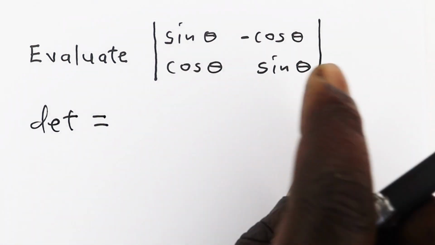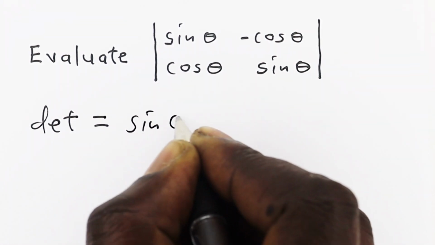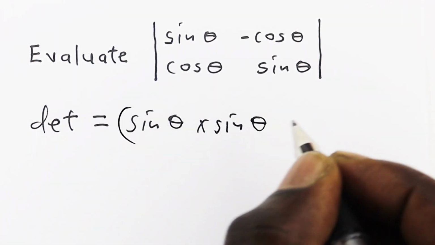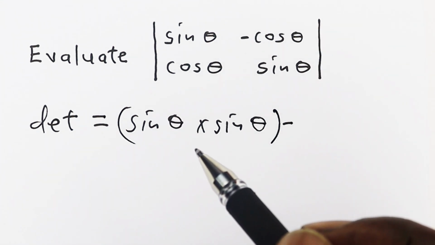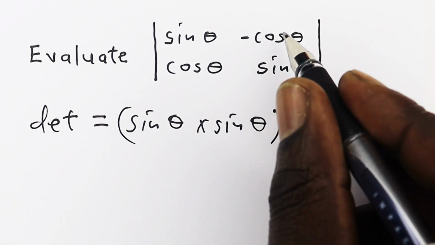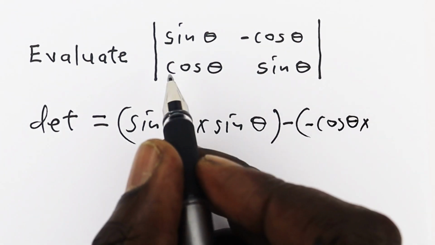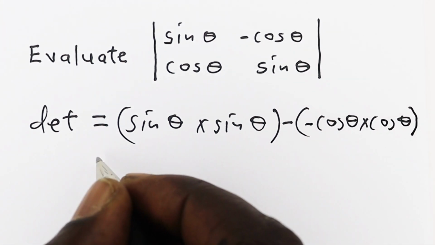So you're going to take that of the main diagonal, that is sine times sine. You're going to have sine theta times sine theta, and then you subtract the product of the other diagonal. So that is negative cos theta times positive cos theta. So let us solve this.